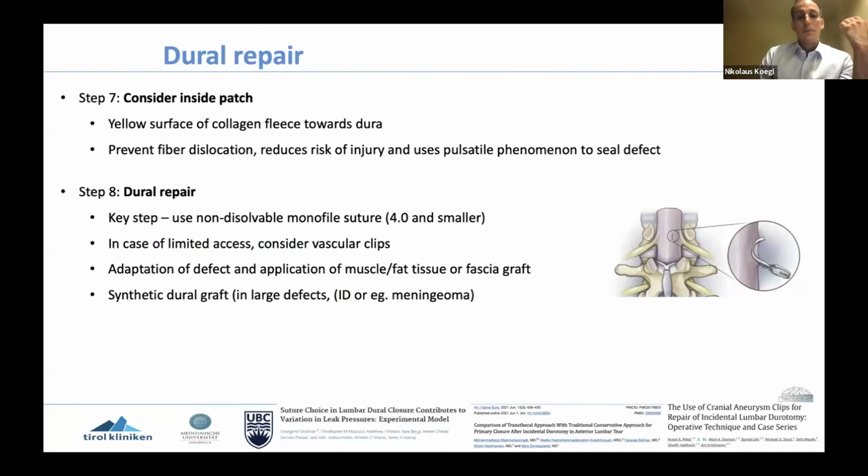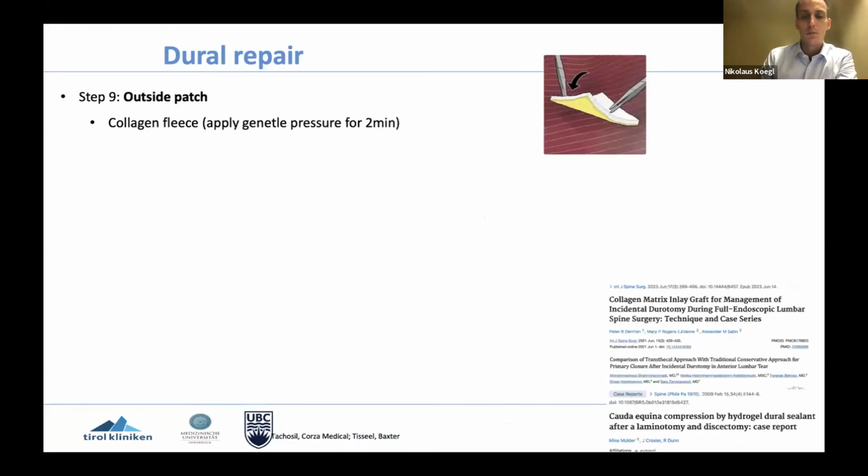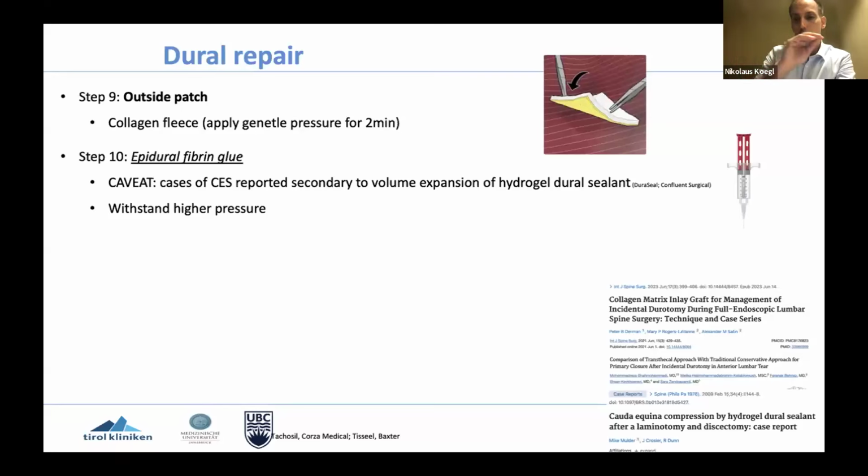As an add-on, keep in mind you want to keep the soft tissue on the dead space as small as possible. So get the fat tissue and muscle in, or think about a dural graft if possible. Augment that with an outside patch and keep some pressure on so it really sticks nicely. An epidural fibrin glue is definitely an add-on, and it shows that the pressure the CSF has to overcome increases significantly if you can really seal those suturing holes off.